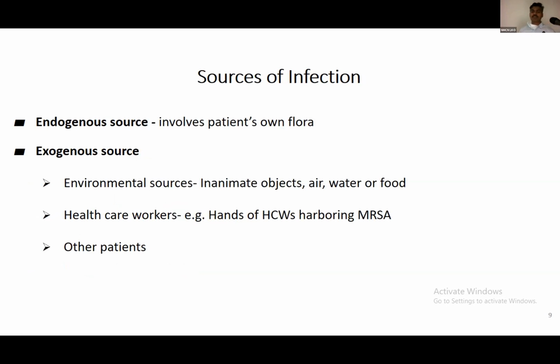Now, what are the sources of infection? They can be endogenous or exogenous. An endogenous source means the patient's own flora is causing the hospital-acquired infection after admission to the ward or hospital. An exogenous source can be environmental, like air, water, food, or inanimate objects. Healthcare workers can be a source of transmission, and other patients also lead to infections.